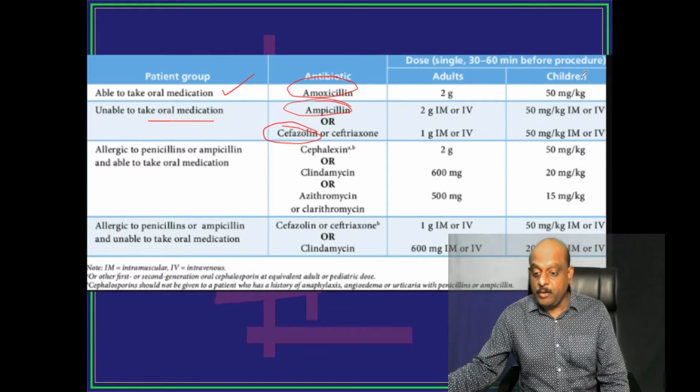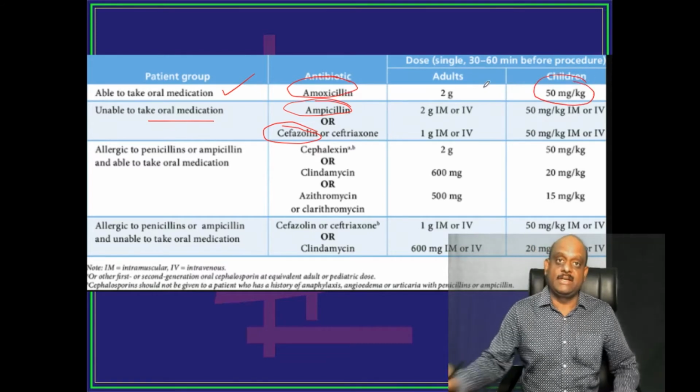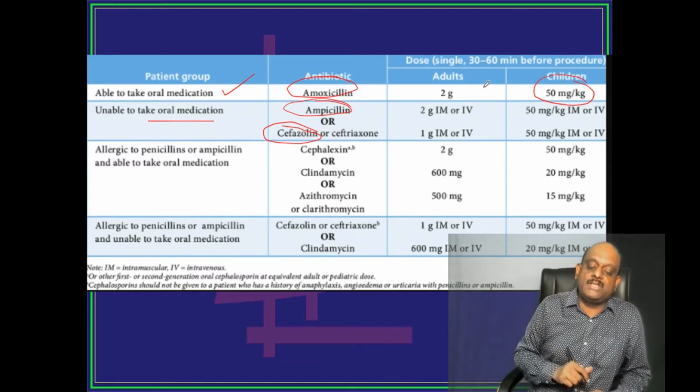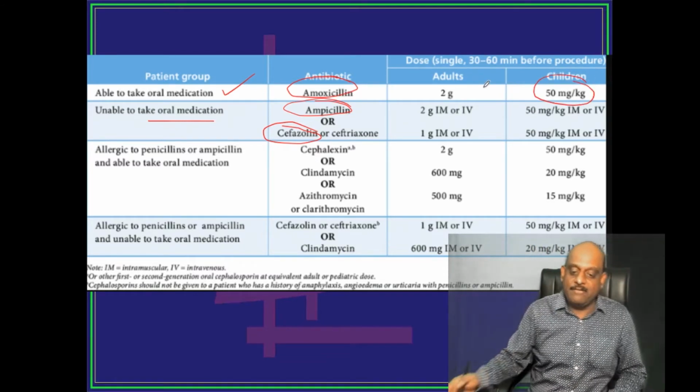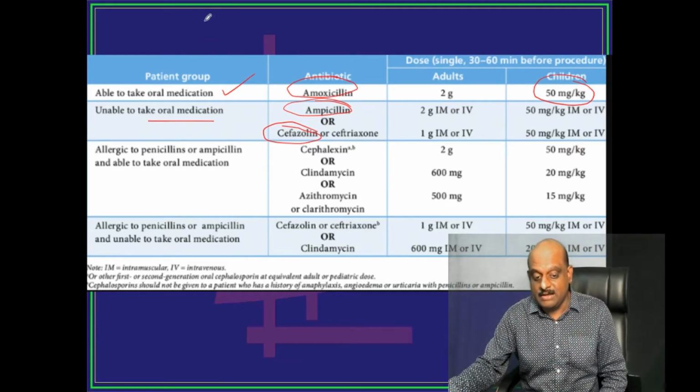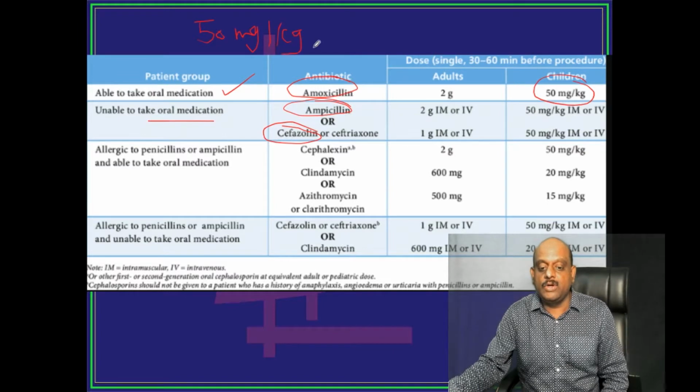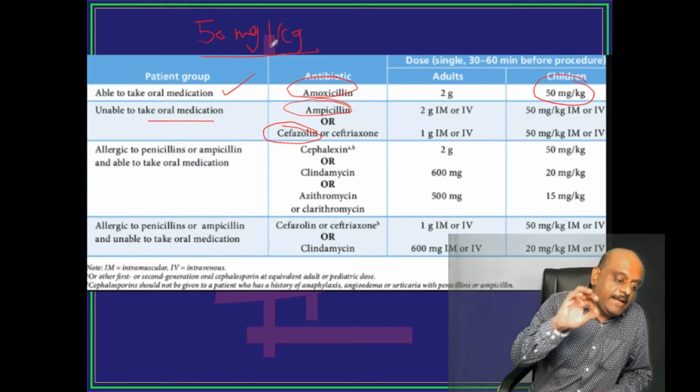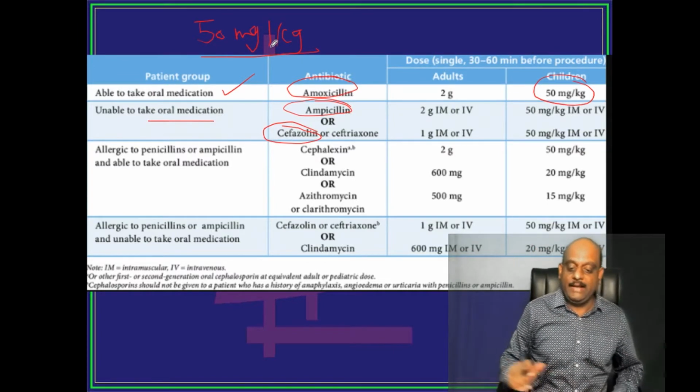And this is also very important. Children, what is the dosage? What is the dosage of amoxicillin that you want to give? Don't forget, favorite question before dental extraction. 50 milligram per kg. You should not forget 50 milligram per kg.